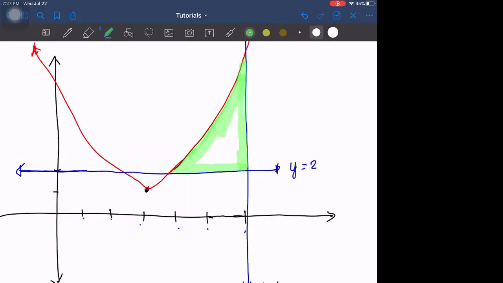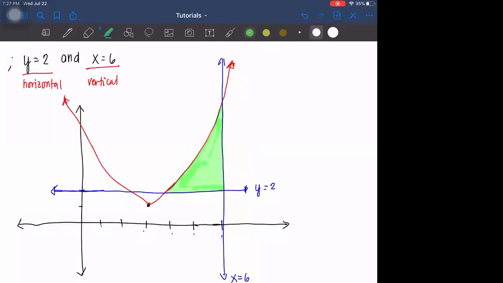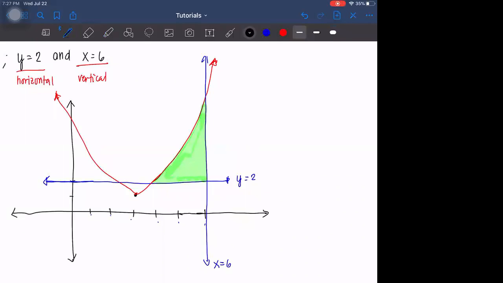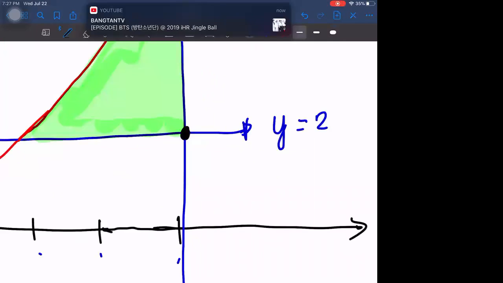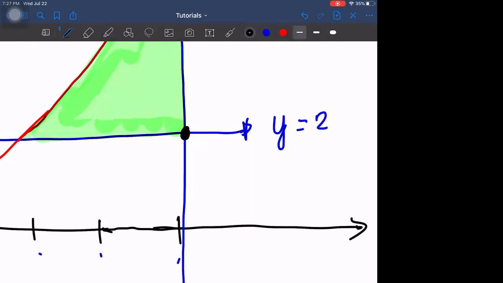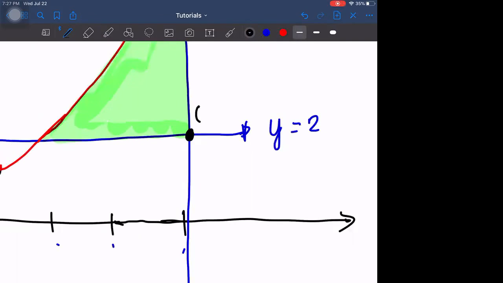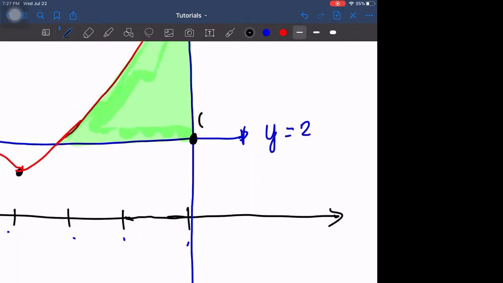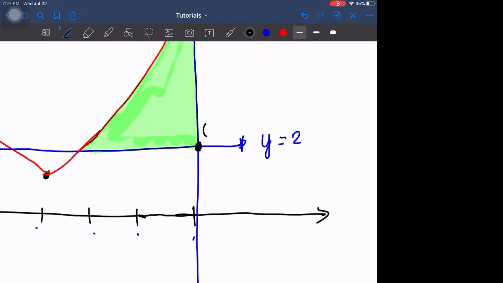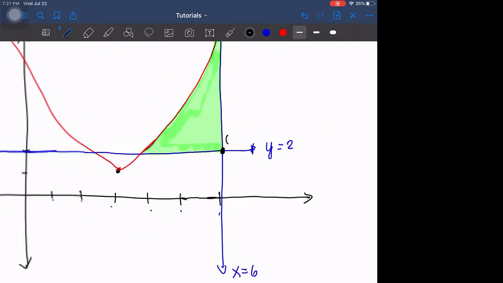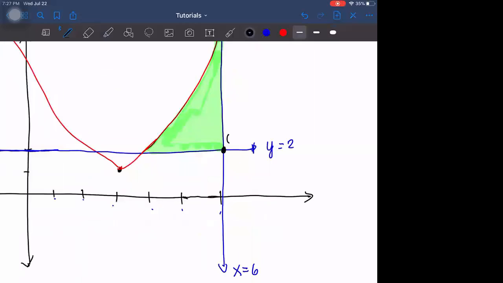Which rectangle will we use? Let's find the points of intersection. What is this point of intersection? What is x there? 6, 2. Very good. 6, 2.